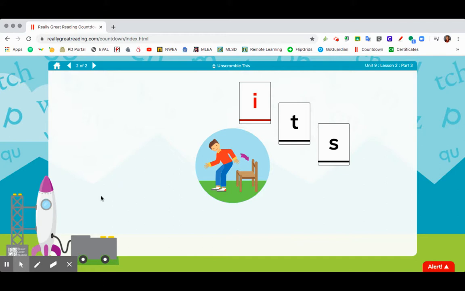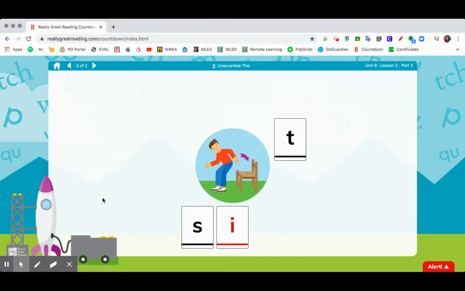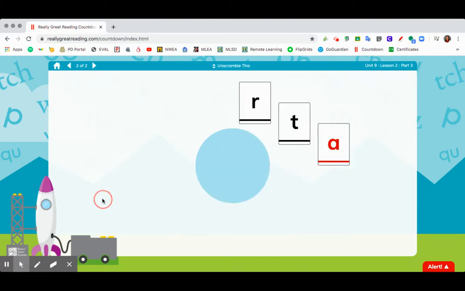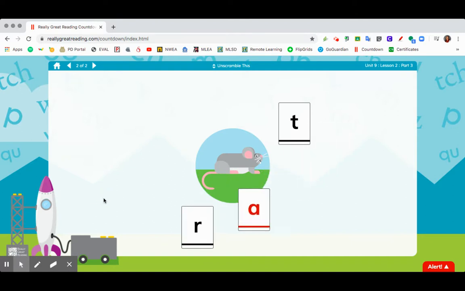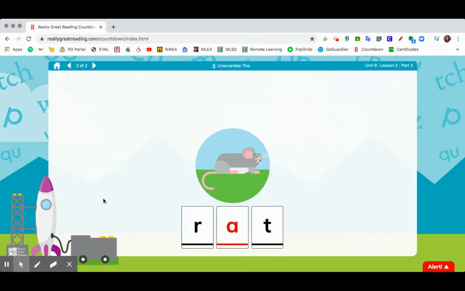Sit. S-it. Sit. Rat. R-at. Rat. Remember, when we're writing our letters, make sure that you're forming them the right way that we practiced.